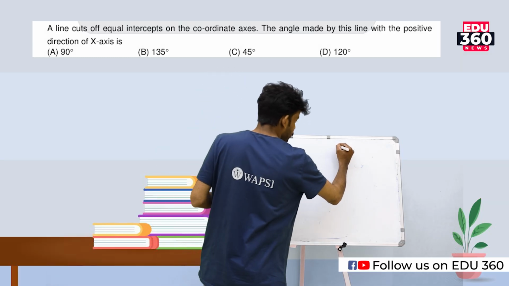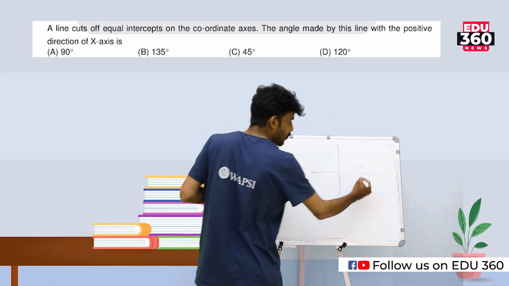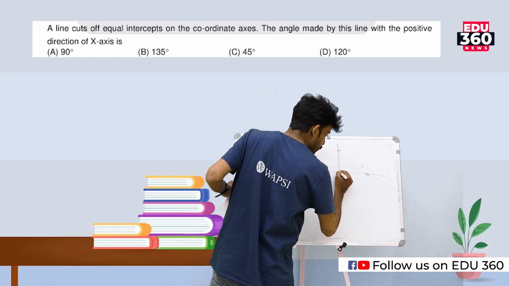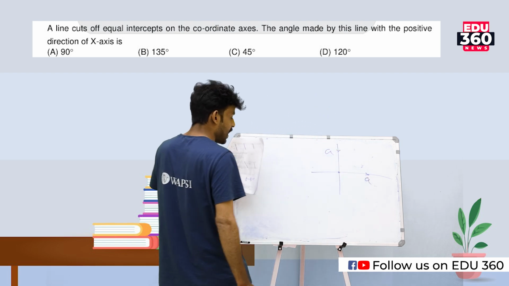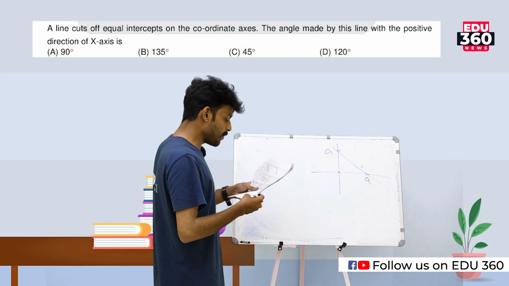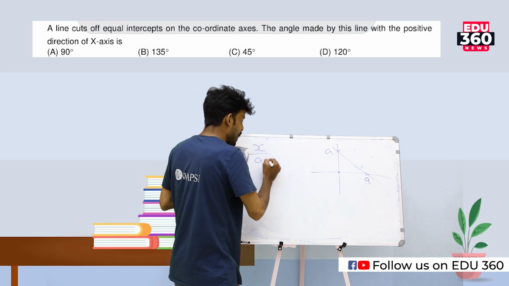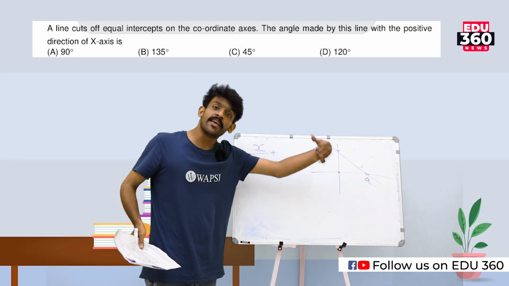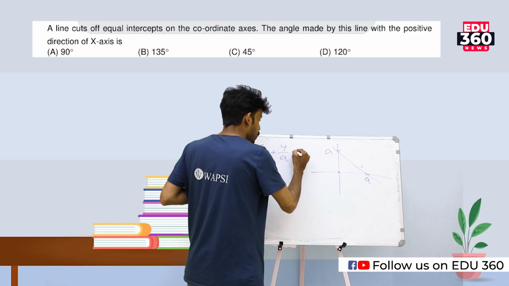So let me show a rough picture here. Let's consider this one as a graph. It's already mentioned equal intercepts. So from here, this is origin. So this is A and this is A, and here this is the line. So from intercept form x by a plus y by b, here it's already mentioned the intercept is same. So we can write x by a plus y by a is equal to 1.